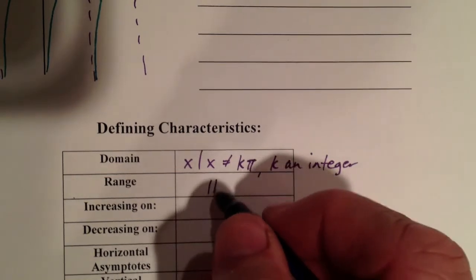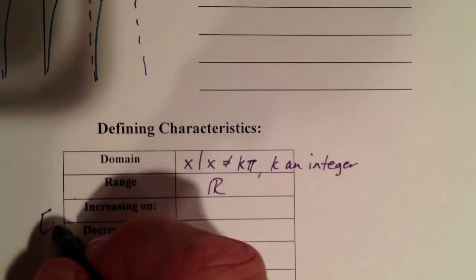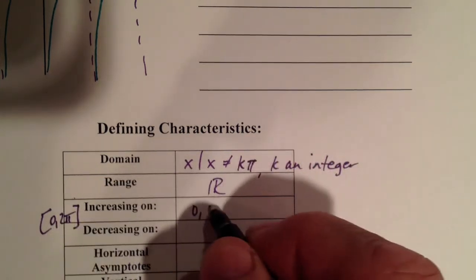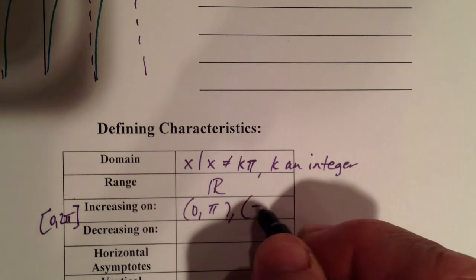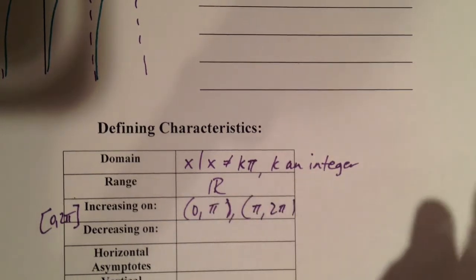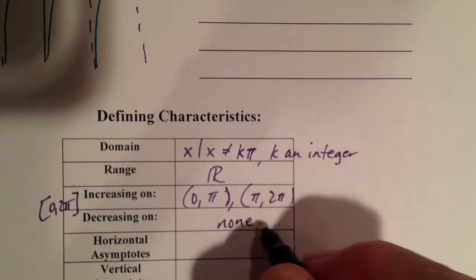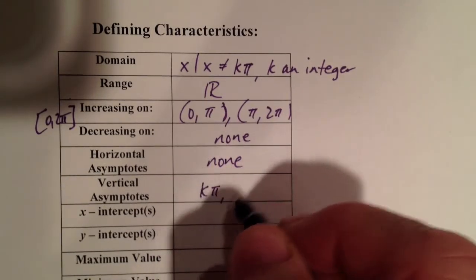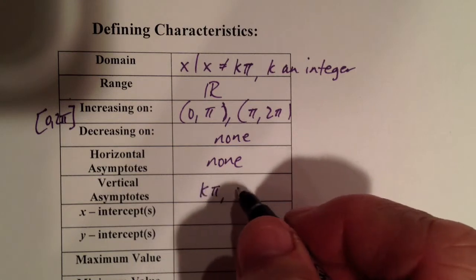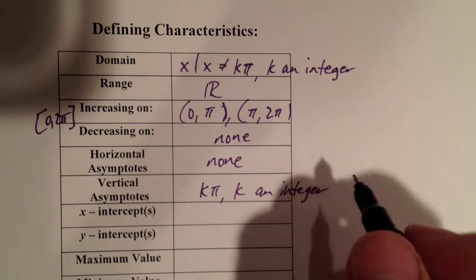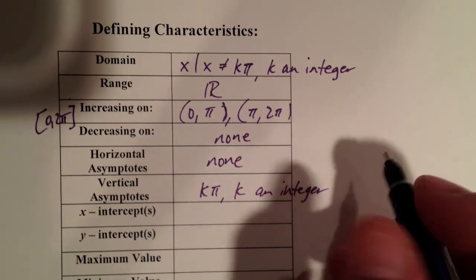And then the range again is all real numbers, increasing on the interval from 0 to 2 pi, increasing from 0 to pi, and also from pi to 2 pi. You can see the y values are getting bigger on those intervals, not decreasing anywhere. No horizontal asymptotes, but we do have vertical asymptotes, again, multiples of pi, so k times pi where k is an integer. Integers, remember, negative 3, negative 2, negative 1, 0, 1, 2, 3, and so forth. Okay?